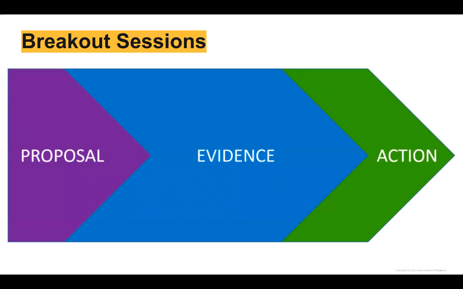So a common thing is you have these three. There's a proposal. I am proposing something to you that I think you should do, or something that I've learned. Here is the evidence of why I'm an expert in that and why I'm proposing this. And here's the action that I think you should take.